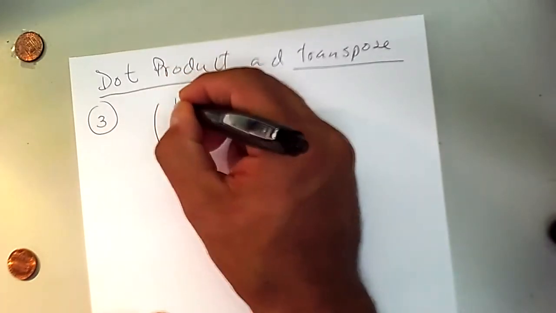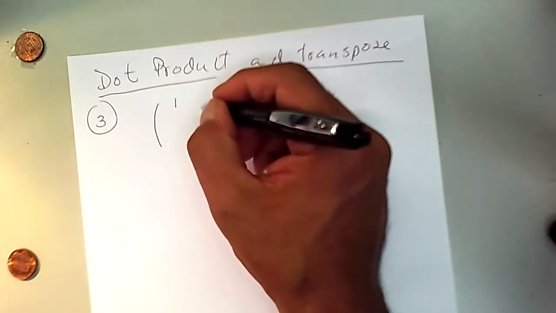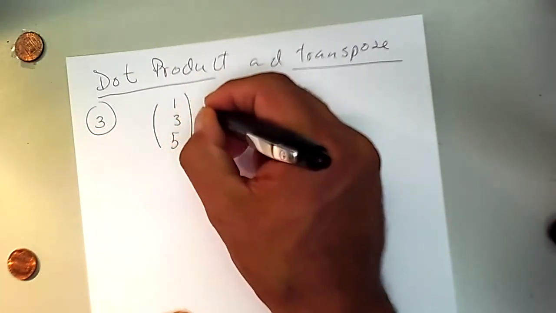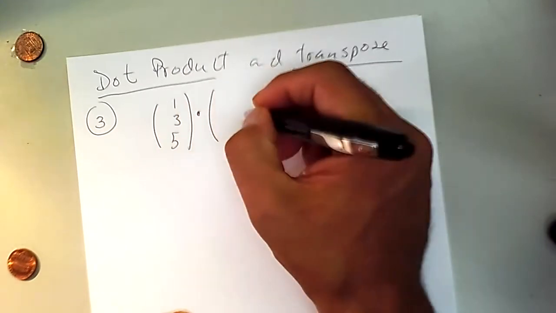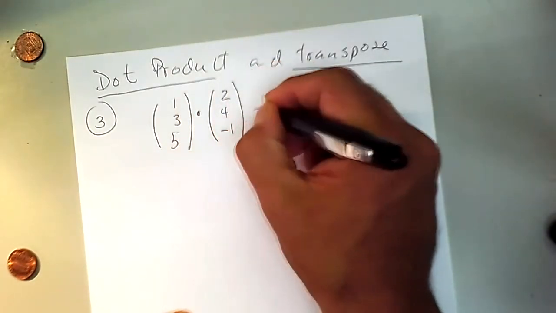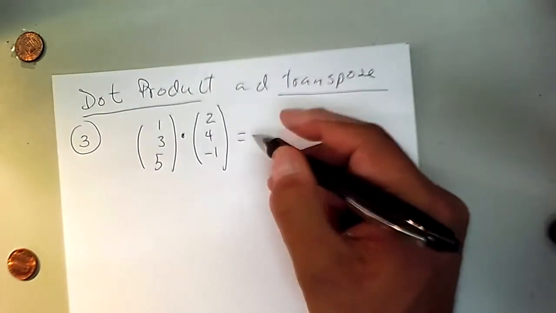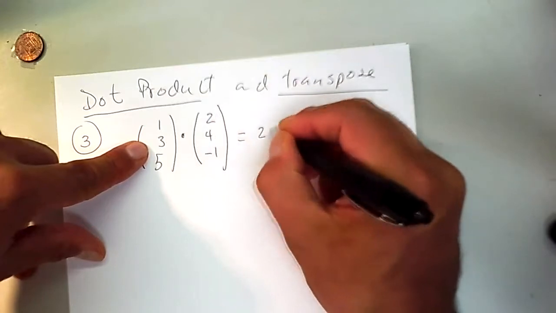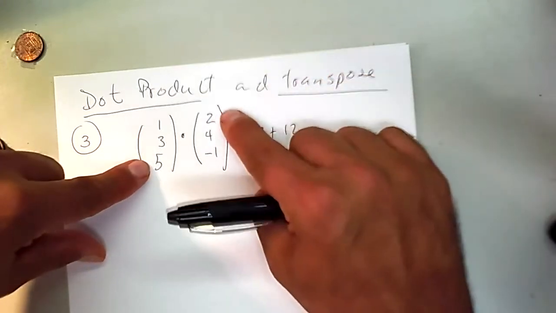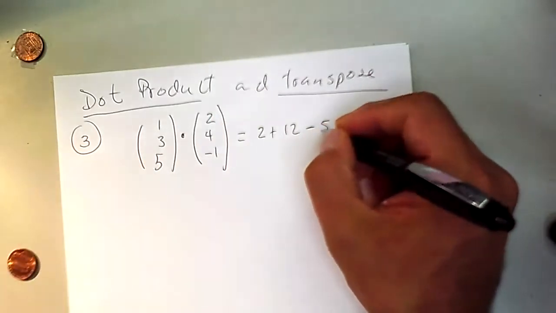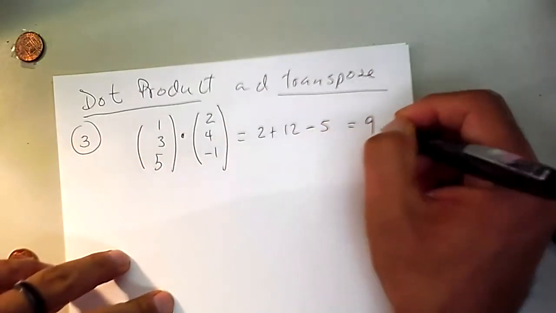Consider the vector 1, 3, 5 multiplied with the dot product with 2, 4, negative 1. Okay, we know how to handle this. It is 2 plus 12 minus 5. So that is 9, the number 9.